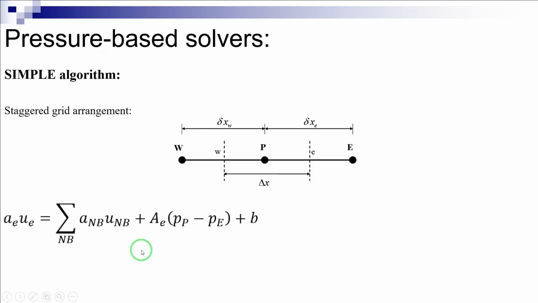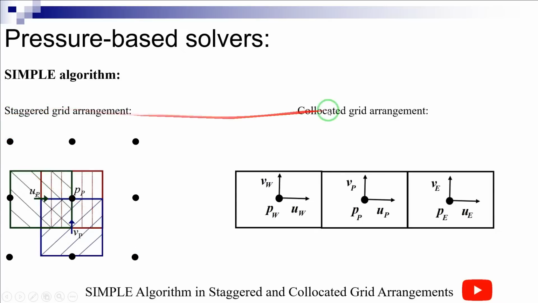Note that in the staggered grid, as opposed to the collocated grid, the velocity and pressure values are stored in different nodes, as we can see here. This is done to eliminate the so-called checkerboard problem in the pressure and velocity fields. For more information about the staggered and collocated grid arrangements, you can watch the video in my channel entitled SIMPLE Algorithm in Staggered and Collocated Grid Arrangements. You can access the video using the link given at the top right corner of this video.